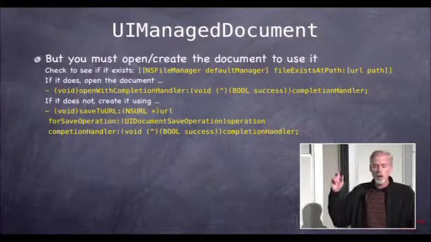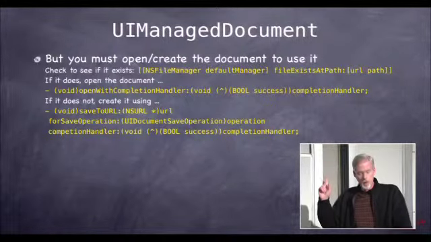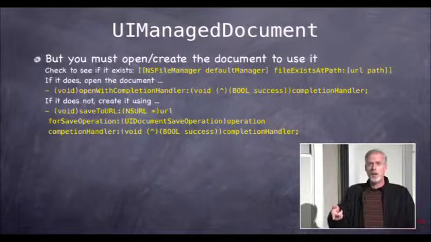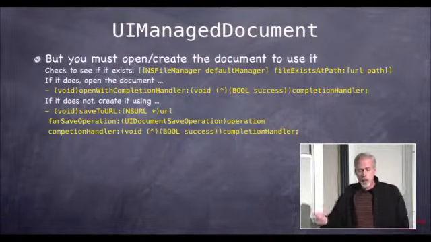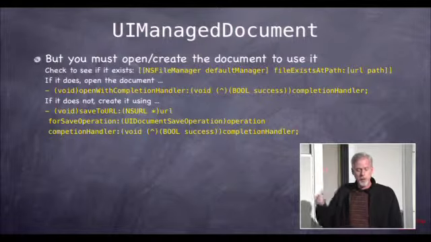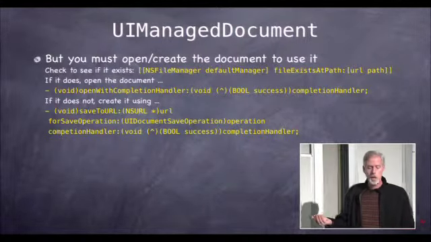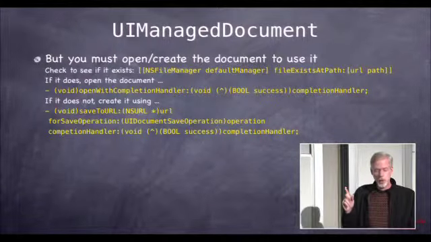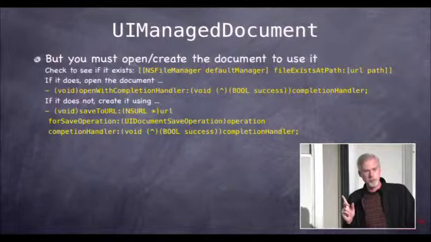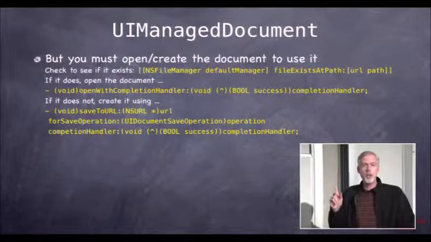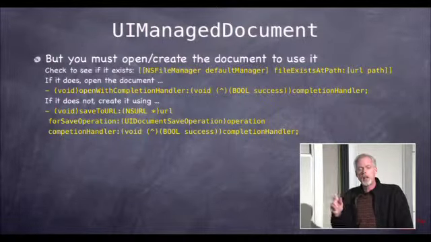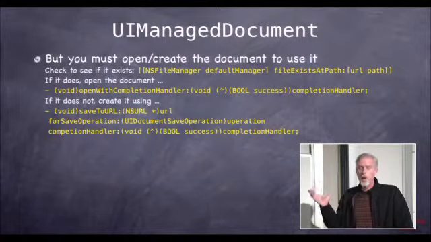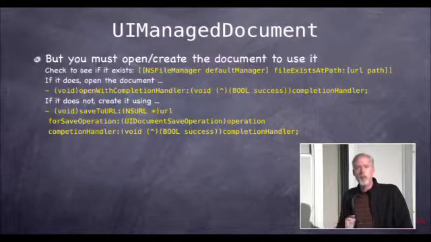Instead, you have to call in default in the file manager, you have to call file exists at path and find out whether this document already exists. So if the file does exist at path, you're going to use open with completion handler. But if it doesn't exist, then you need to create it. And the way you create it is with this method in UI Managed Document called save to URL for save operation. And the save operation you're going to use when you're creating it is called UI document save for creating. Okay? And then it also has the same completion handler where one is done.